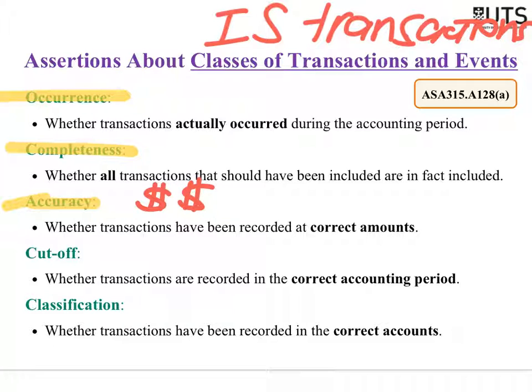So if they record a sales transaction that was worth $100 and they accidentally include an extra zero to make it $1,000, that's a breach of accuracy. It's the incorrect dollar amount. Next one, cutoff. Let me ask you a really quick question.